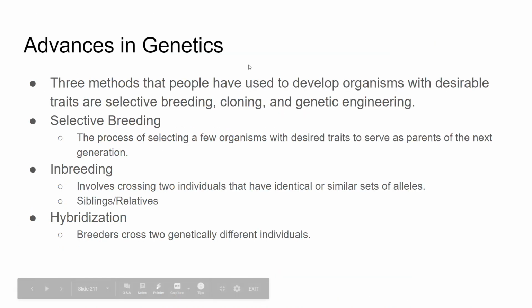Okay, forward. So advances in genetics are 3 methods that people have used to develop organisms with desirable traits. They are selective breeding, cloning, and genetic engineering, okay? Let's talk about selective breeding first. This is the most common process that we use. We use it all the time. The process of selecting a few organisms with desired traits to serve as parents of the next generation.